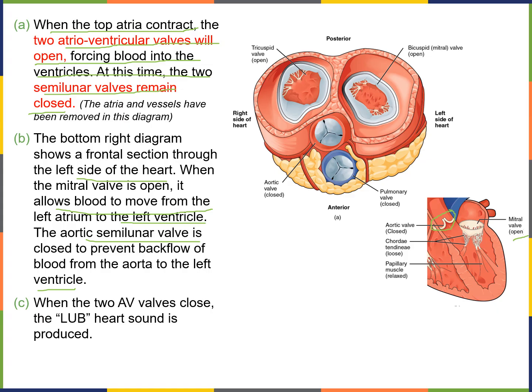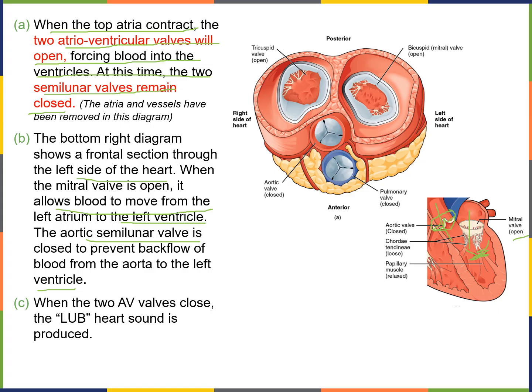So in other words, the ventricle is only being filled with blood coming from the atria. We don't want blood that was pushed or sent into the aorta to be flowing backwards. So these flaps need to be closed.